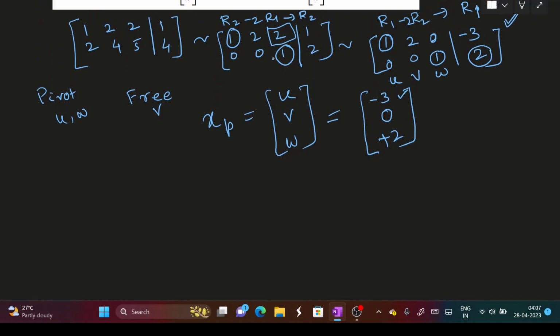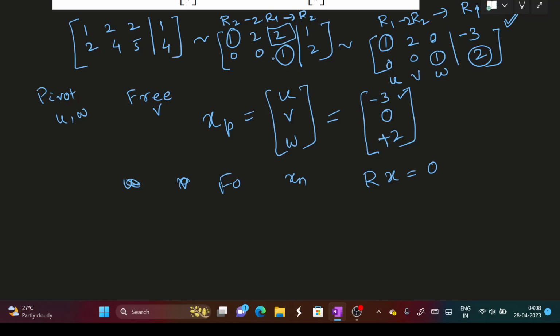Okay, so next I am interested to find out Xn. So what are the variables? U, V, W. So for Xn, what do I have to find out? Rx is equal to 0. This is to be solved.